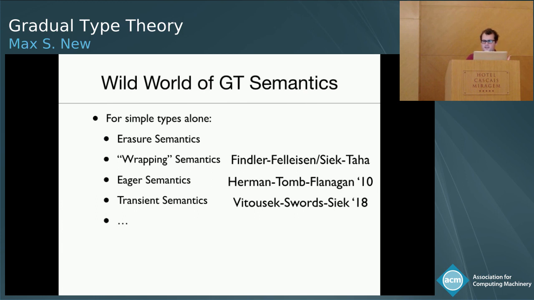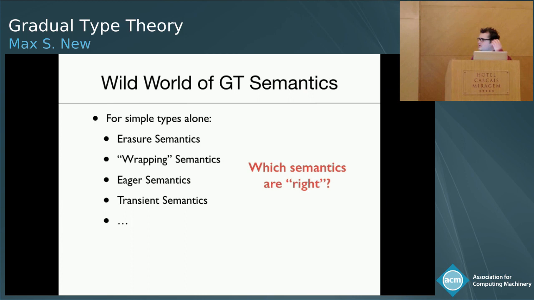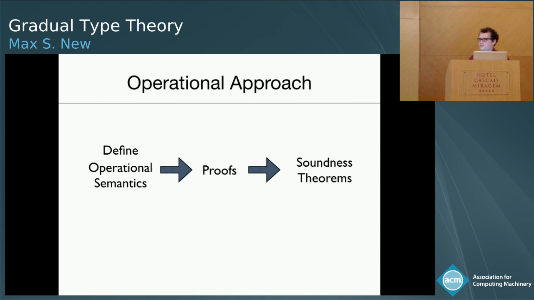And so, if you're going to design your gradually typed language, you probably look at this and you say, well, which one of these semantics is right in some sense? Which one is the one that I want? And so we like to argue about this in our papers, and the way we usually argue it is through things like type soundness theorems, right? And so you go to these papers and they define their operational semantics, they do a bunch of proofs, out pops some soundness theorem, which they argue gives you good properties of the language.